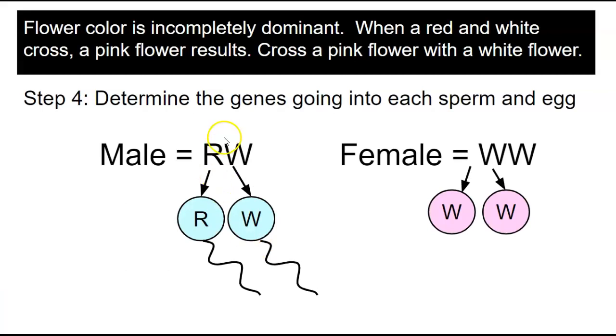Then we determine the genes going into the sperm and egg, so we just divide them up. Remember, each sperm or each egg only gets one letter. Okay, meiosis creates cells with half of the genes.